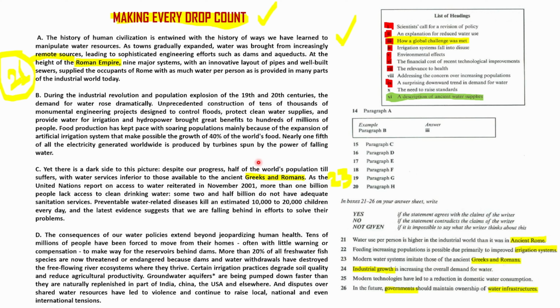So now this is talking about water services inferior to those available. Okay, that means we're doing good, but we're still inferior, as the United Nations reports, and so on. If it says United Nations reports, you don't need to read all this up to this point, right? It's talking about the report and date. So don't waste your time reading this. What the report says is important. More than 1 billion people lack access to clean drinking water. Some 2.5 billion do not have adequate sanitation services. Okay. Preventable water diseases kill these children. You don't have to read the numbers.